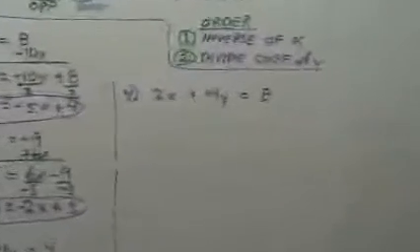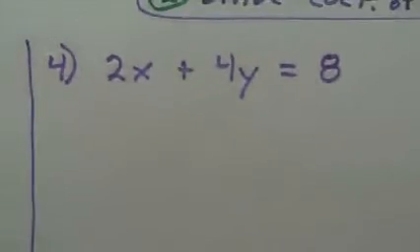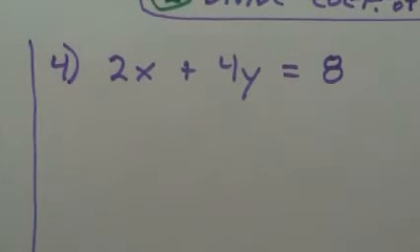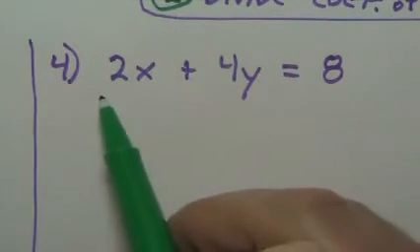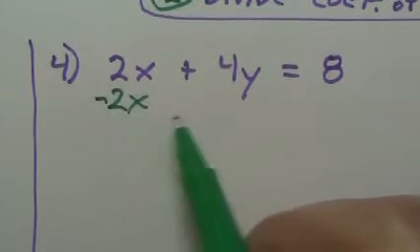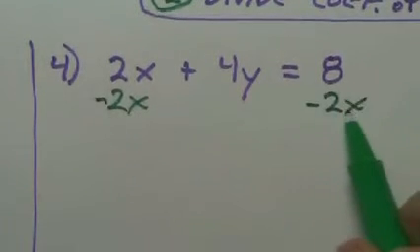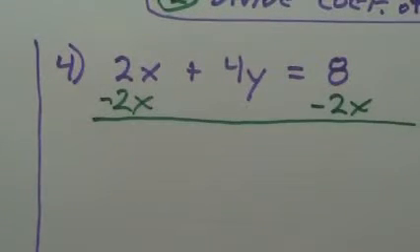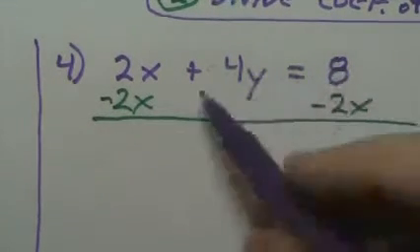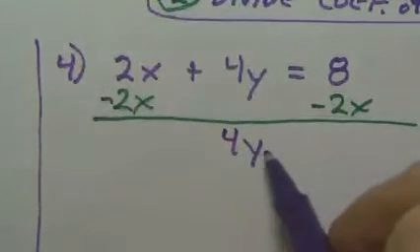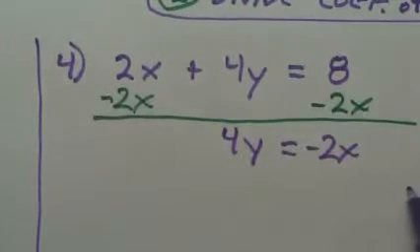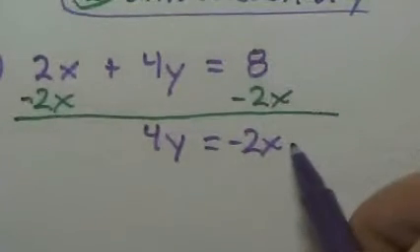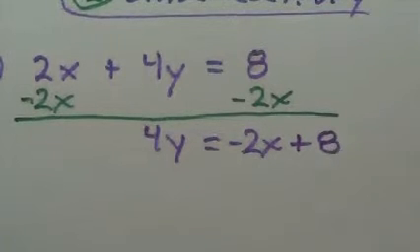Fourth example. All right, I need to get rid of the 2x. That's a positive 2x, so I'll do the opposite. I will subtract 2x, but you have to do it to both sides. Bring the rest down. Let's see, that's a positive 4y equals, now just bring this stuff down. Negative 2x, and that's a positive 8, so I'm going to say plus 8.